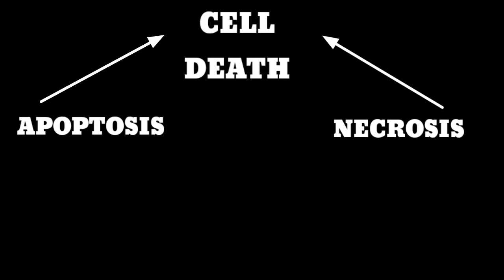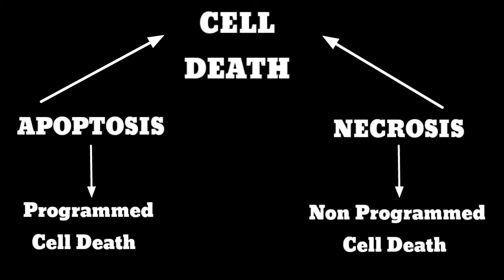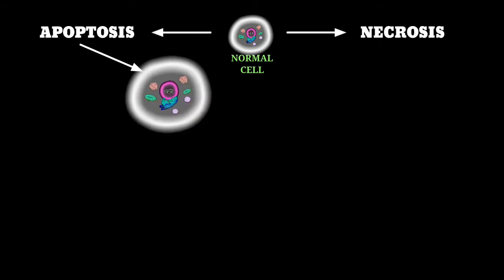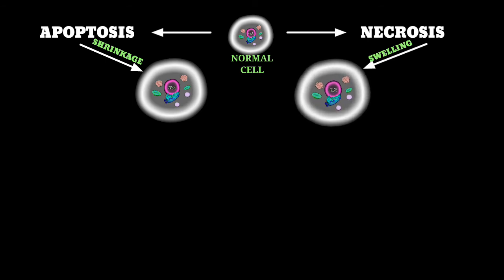The major difference between these two is that apoptosis, as we know, is referred to as programmed cell death. That means it's a controlled and regulated mechanism, whereas the death of the cell in necrosis is non-programmed. Suppose here we have a normal cell and it's exposed to both apoptosis and necrosis separately. If it's getting apoptosed, it begins with the shrinkage of the cell. On the other hand, necrosis is initiated by the swelling of the cell.